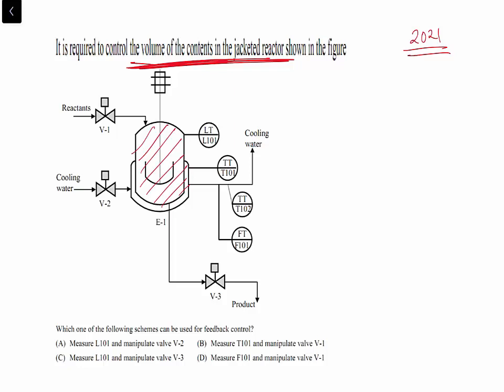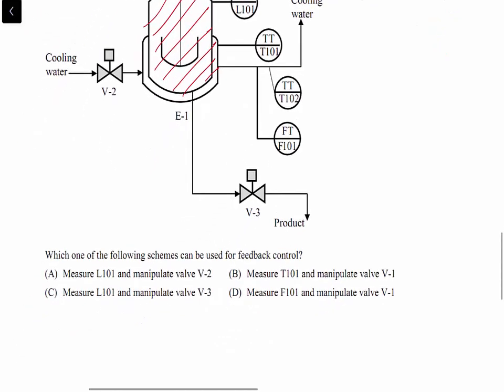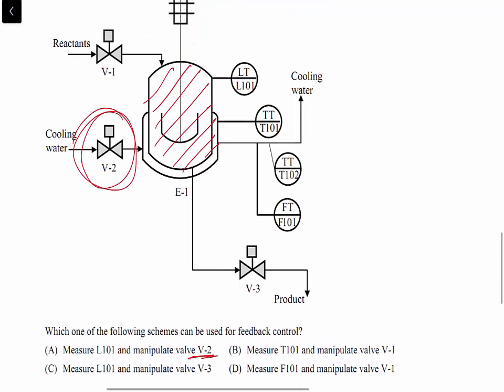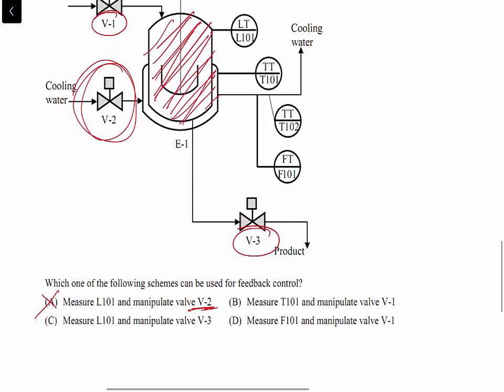Let's cross check from the options. There is V2 given. V2 can't be used because V2 is for cooling water, and what we have to control is the volume of the reactor. So option A can't be possible. Either it may be V1 or V3. Option C is V3 and V1, and then we have again V1.